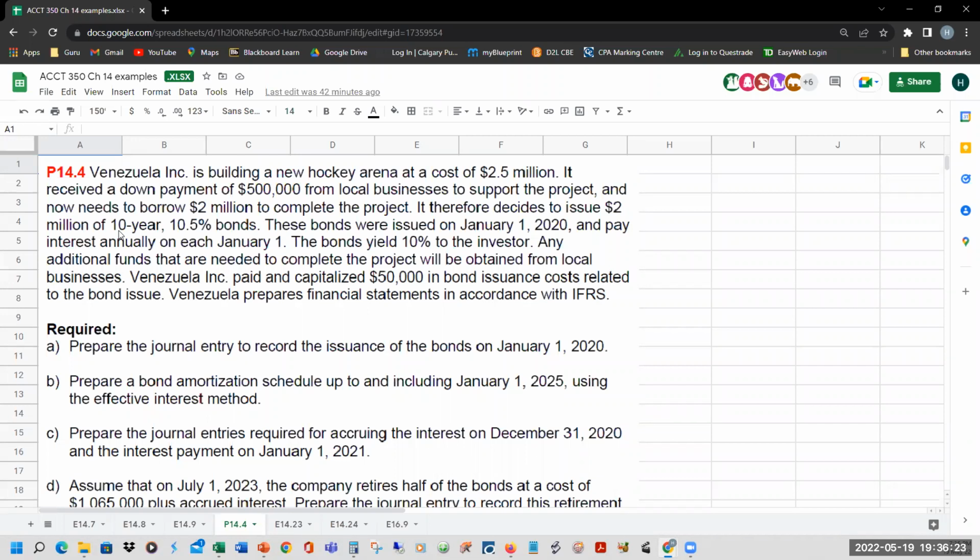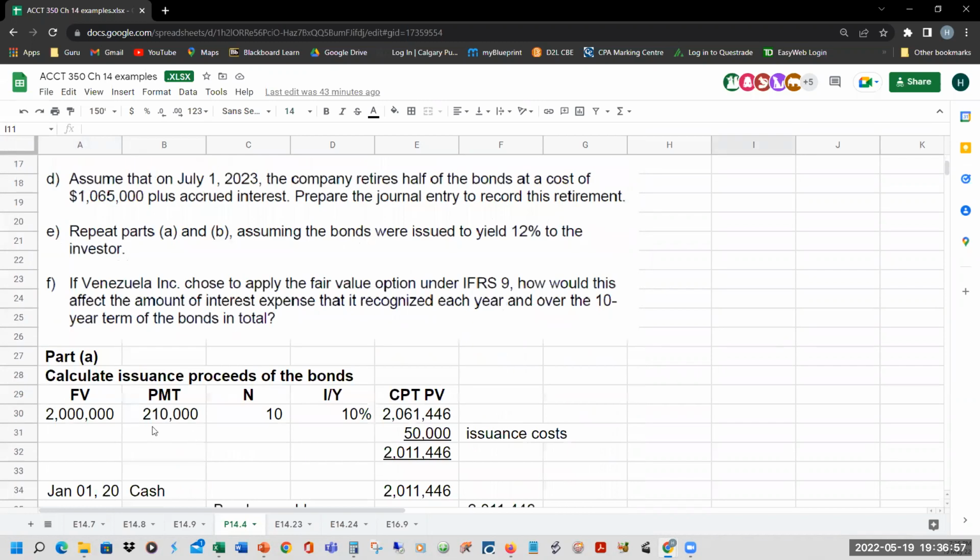Now, we are told that the bonds yield 10% to the investor. So yield, remember, in the terminology I talked about, the market rate is also called yield to maturity, YTM. When you see the word yield, that tells you that's the market rate, 10%. So I over Y. I stands for interest, Y stands for yield, okay? Interest yield is 10%. So if you calculate the PV, 2 million is the face value, 210,000 is the payment, number of periods, 10%, 10% is the yield to maturity.